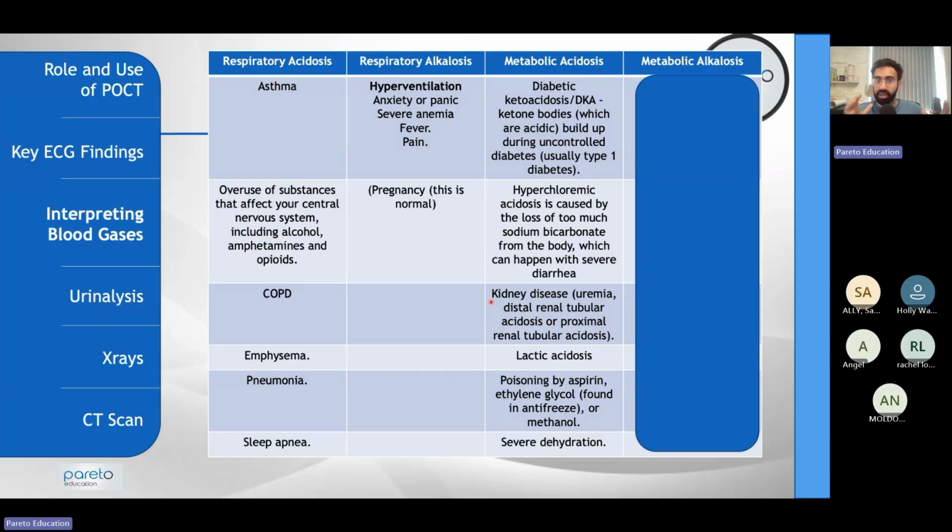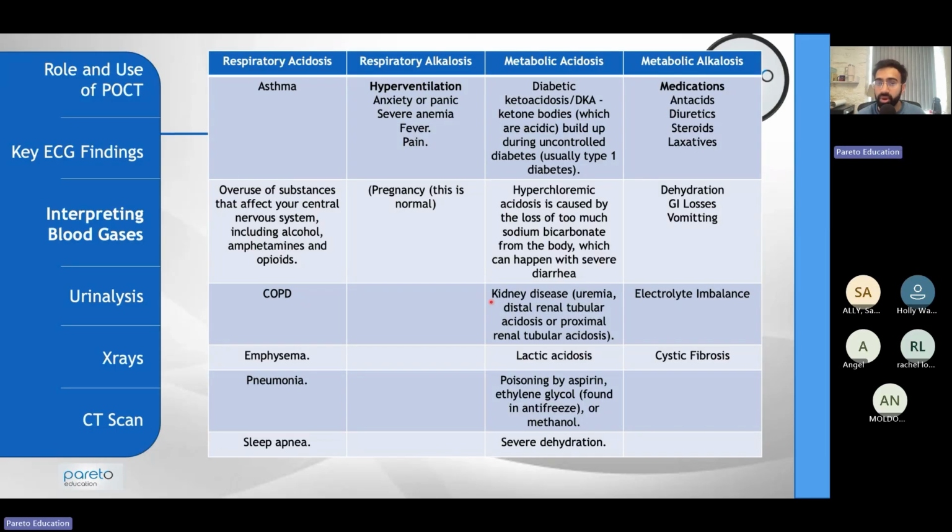As we said, there is an intricate link between potassium and acidosis. So patients with hyperkalemia can also have metabolic acidosis. And then lastly, we have metabolic alkalosis. And this is typically caused by medication like antacids, diuretics. Other causes include dehydration, GI losses, and also vomiting. The reason why we say GI losses is because the patient may lose their potassium with diarrhea and therefore subsequently have significant metabolic alkalosis.